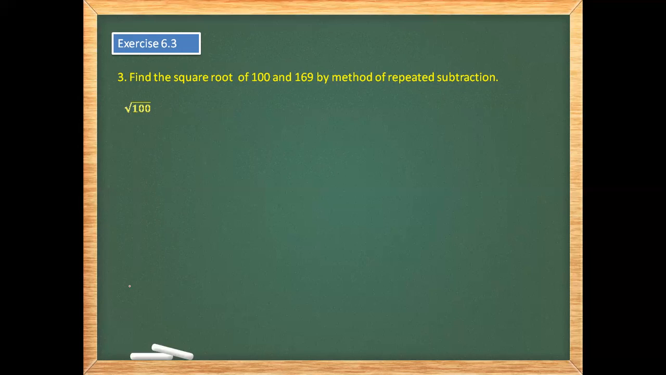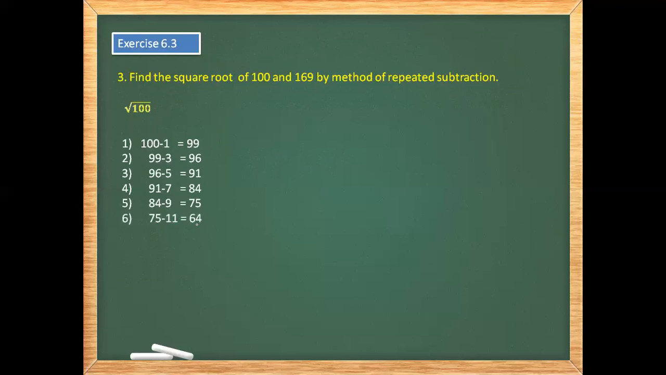Now see for 100. Square root of 100. So what do we have to do? We have to subtract successive odd numbers. Now see, 100 minus 1, that is 99. What is the odd number after 1? 3. So 99 minus 3, 96. Then 96 minus 5, 91. 91 minus 7, which is equal to 84. Then 84 minus 9 is what? 75. 75 minus 11 is 64.